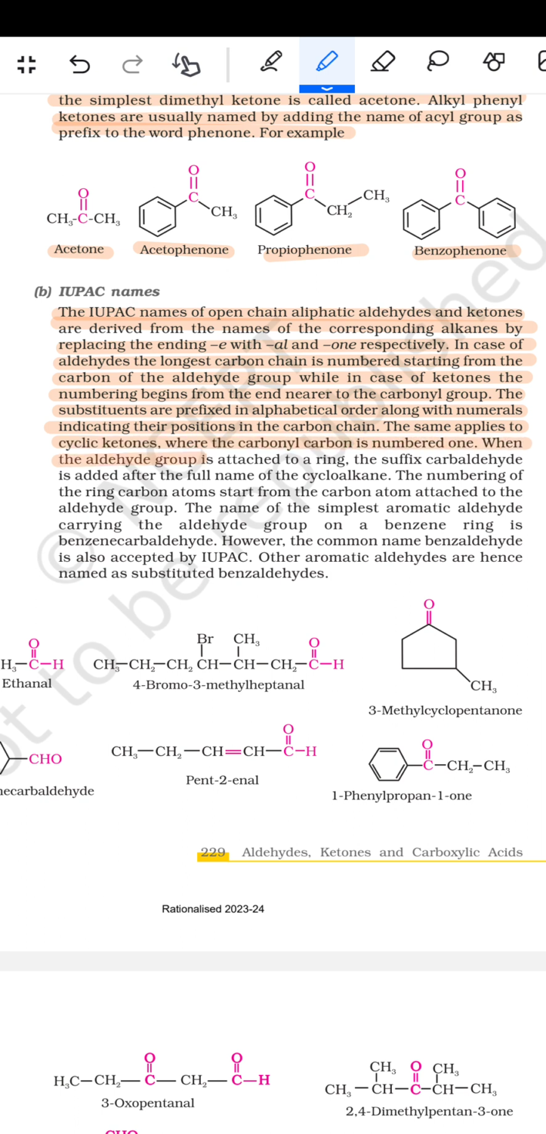When the aldehyde group is attached to the ring, the suffix carboaldehyde is added after the full name of the cycloalkane. The numbering of the ring carbon atoms starts from the carbon atom attached to the aldehyde group. The name of the simplest aromatic aldehyde carrying the aldehyde group on a benzene ring is benzenecarbaldehyde. However, the common name benzaldehyde is also accepted by the IUPAC. Other aromatic aldehydes are hence named as substituted benzaldehydes.